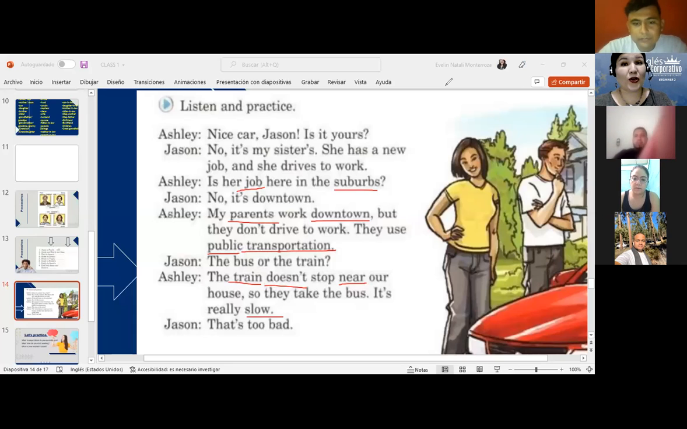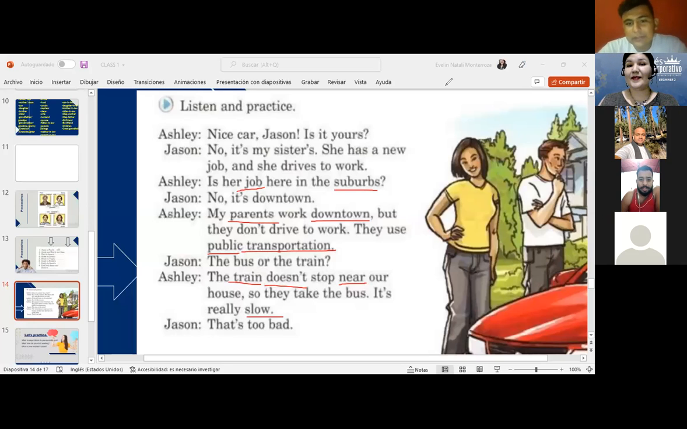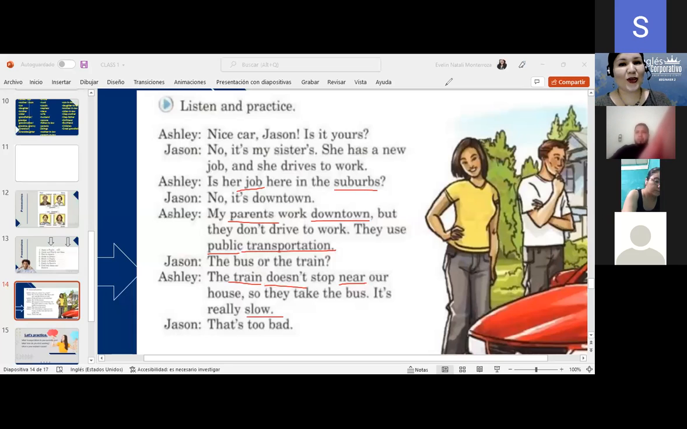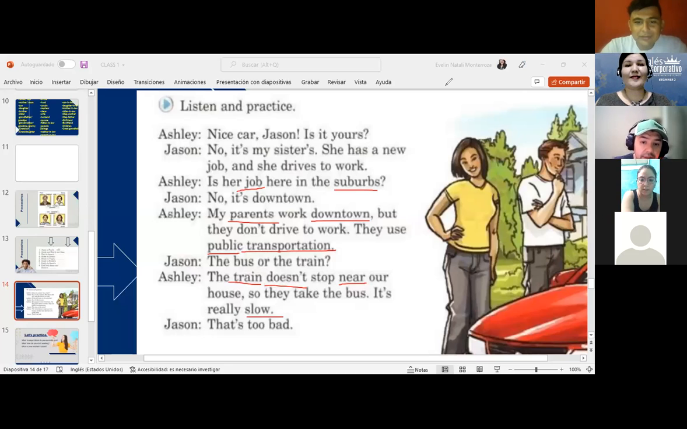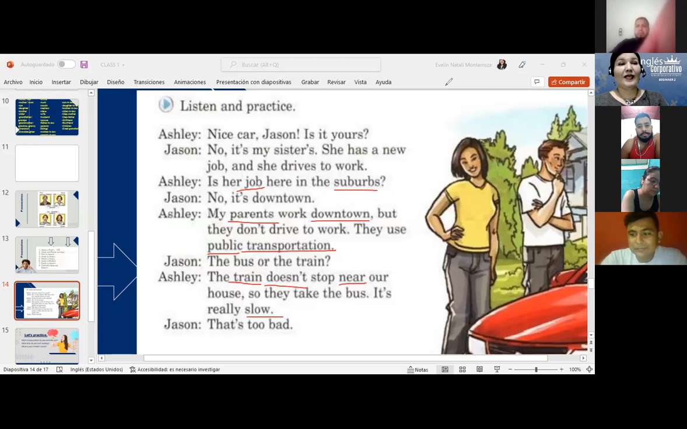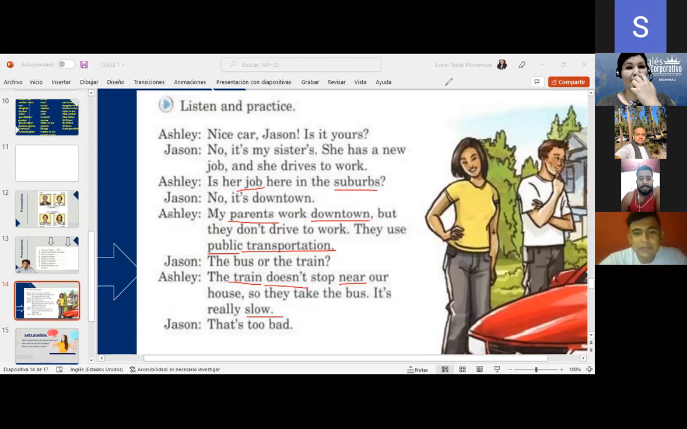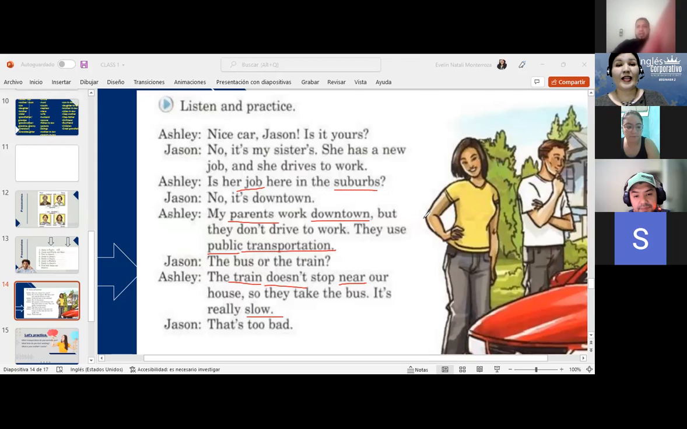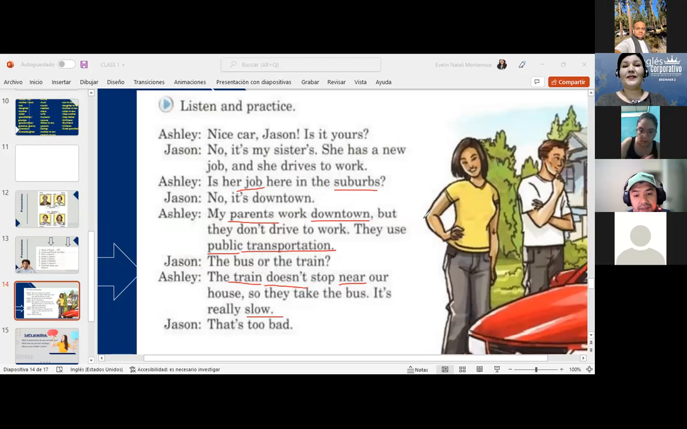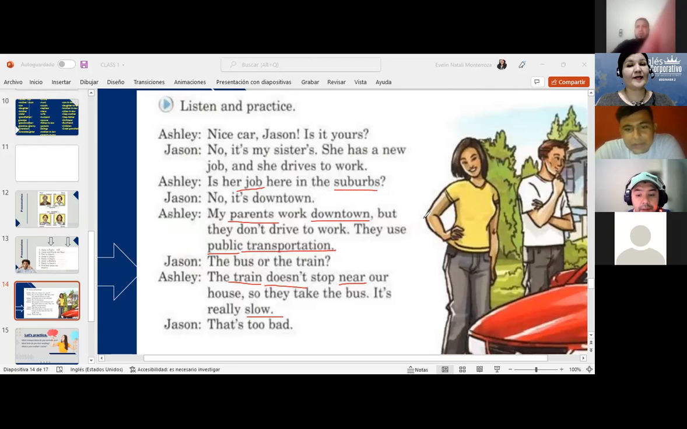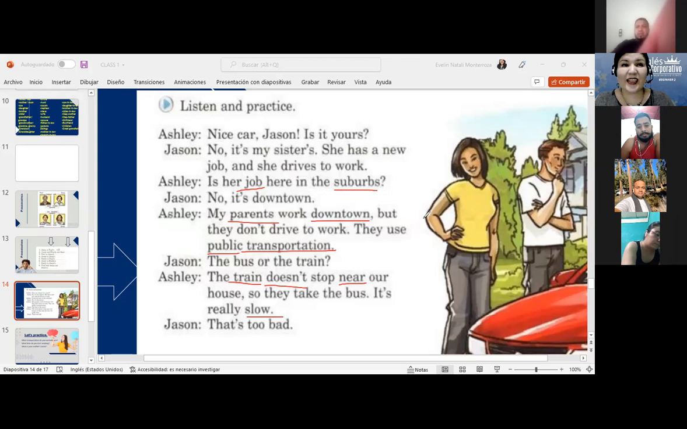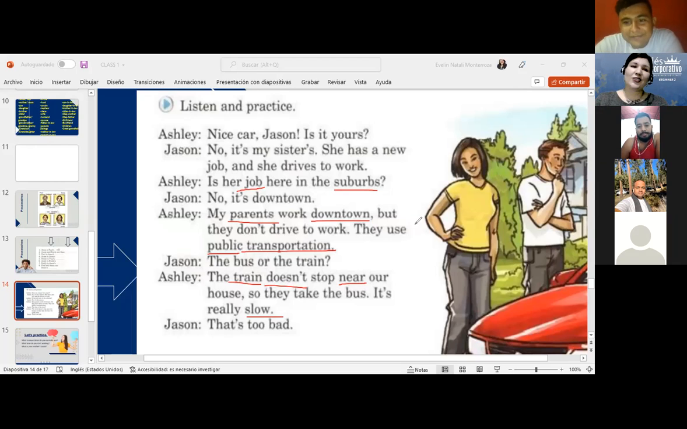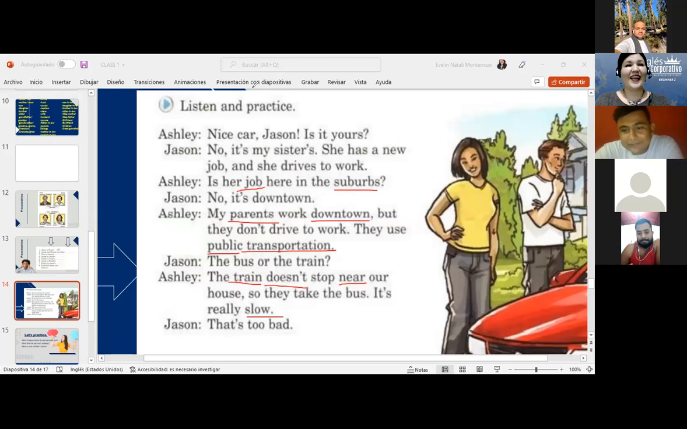Downtown. My parents work downtown, but they don't drive to work. They use public transportation. The bus or the train? The train doesn't stop near our house, so they take the bus. It's really slow. That's too bad.